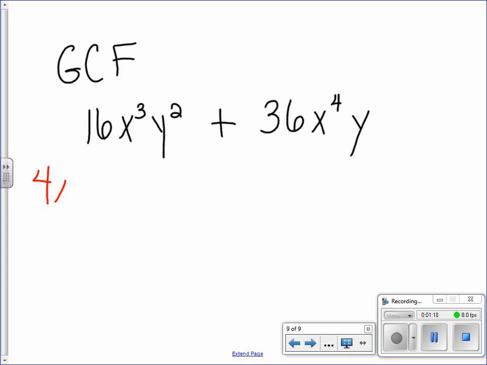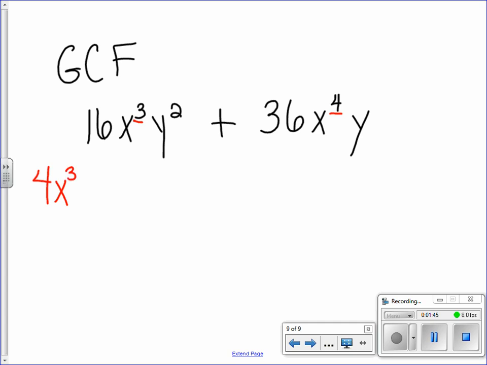So if I'm going to take out x's, what? 3. Why 3? So 16 has x cubed and 36 has x to the fourth. See, this one is to the third and this one is to the fourth. But I can get 3 out of both. I can't get 4 out of that one because it doesn't have 4. Okay? So it's going to be 4x to the third.